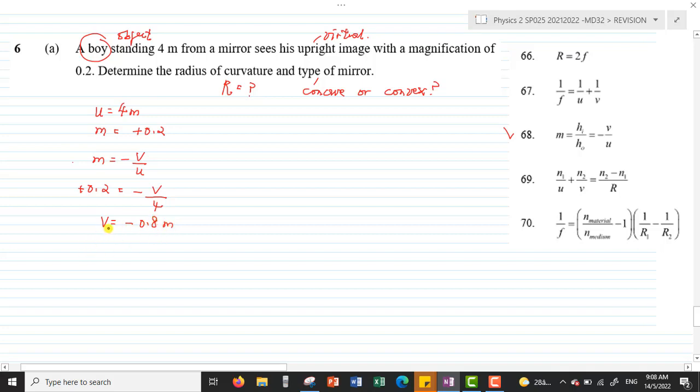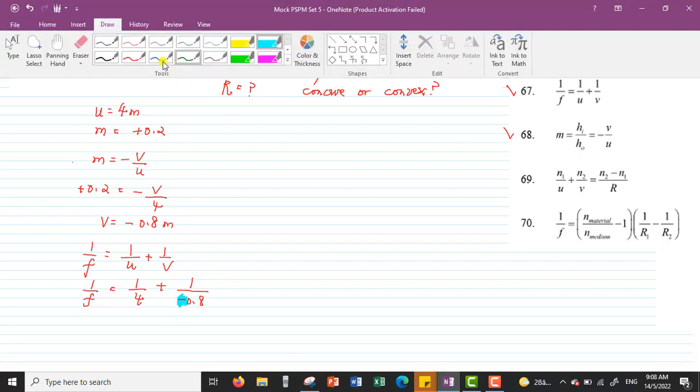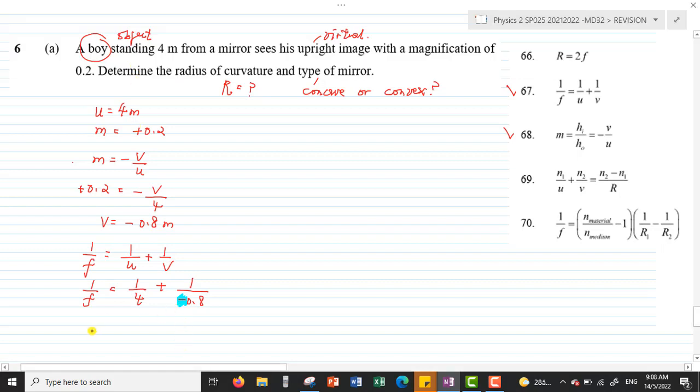Once I get the image distance, I can determine the focal length. 1 over f is 1 over u plus 1 over v. We use equation 67. So 1 over f will be 1 over 4 plus 1 over negative 0.8. Be careful. Always include the negatives, the sign convention. Do not leave out the negative during the substitution. So we can determine the focal length, and I get the focal length as negative 1 meter.